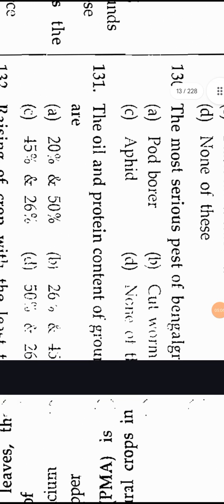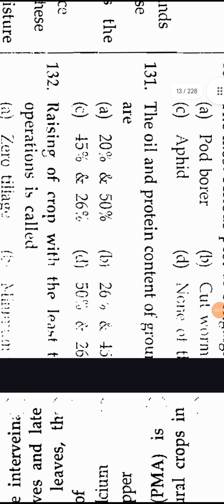The botanical name of ragi is Eleusine coracana. The most serious pest of gram is pod borer. The oil and protein content of groundnut is 45% oil and 26% protein. The raising of crop with the least tillage operation is called minimum tillage.